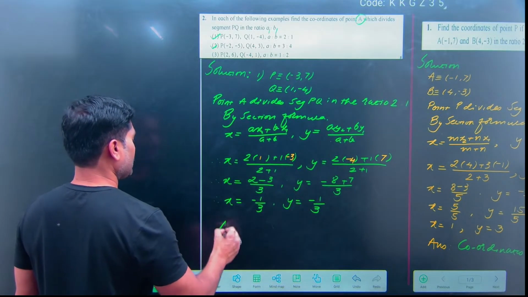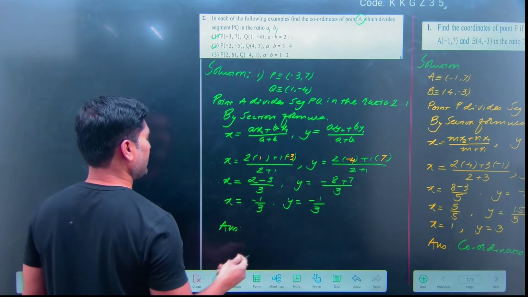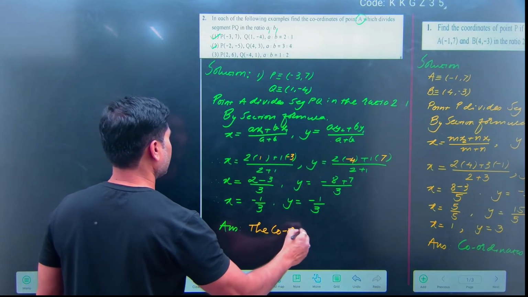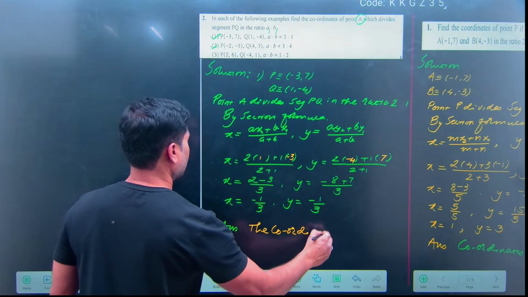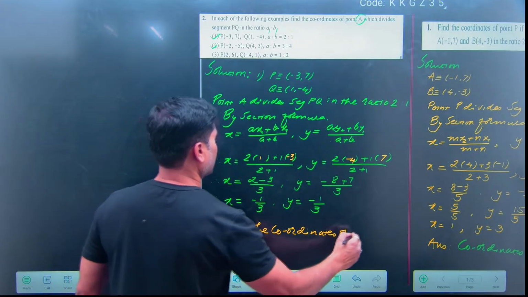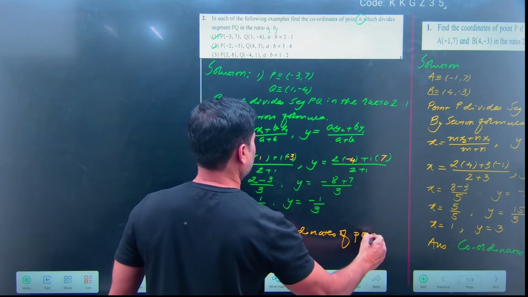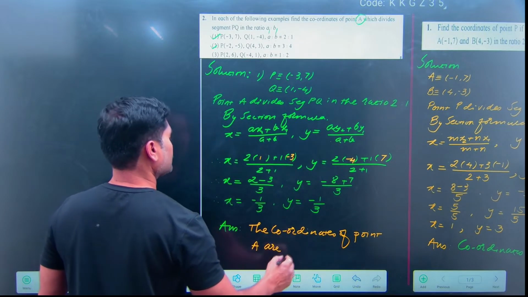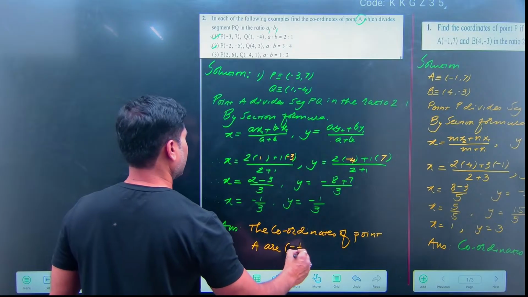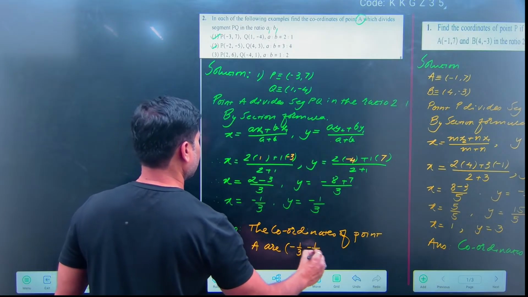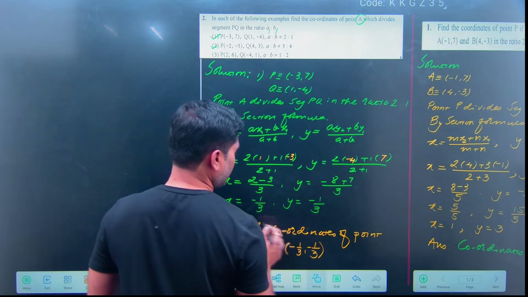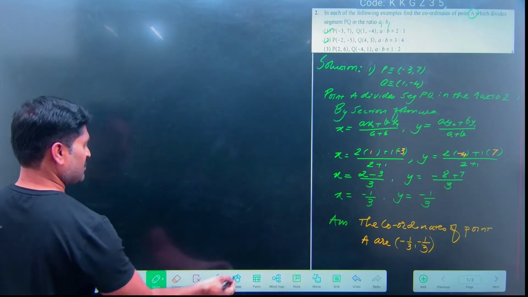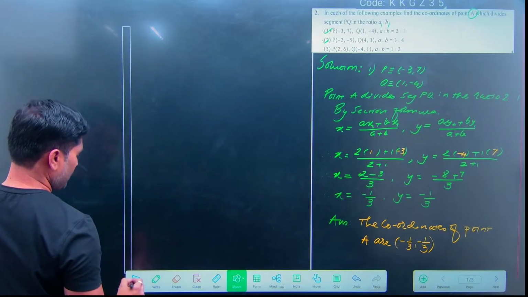सो परत आन्सर सेम लिहायचे तुम्हाला. द कोऑर्डिनेट्स ऑफ पॉइंट ए आर and that coordinates of point A are -1/3, -1/3. So we will do one more sum of same type, that is sum number 2 बघा.